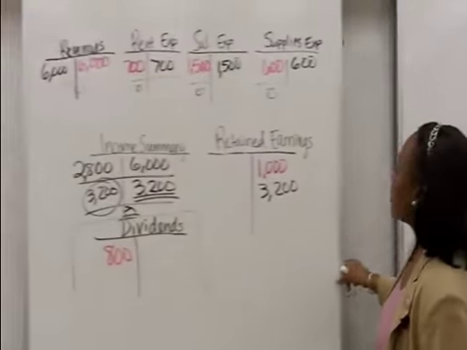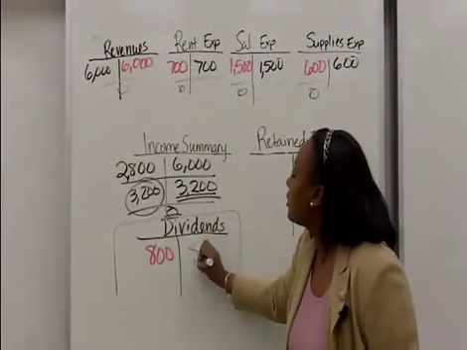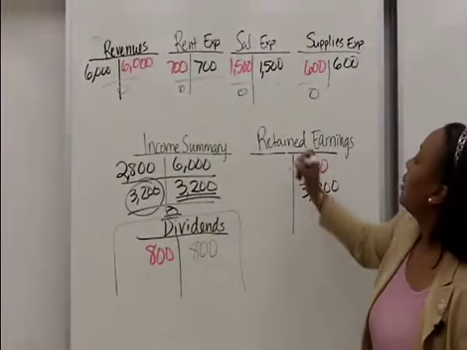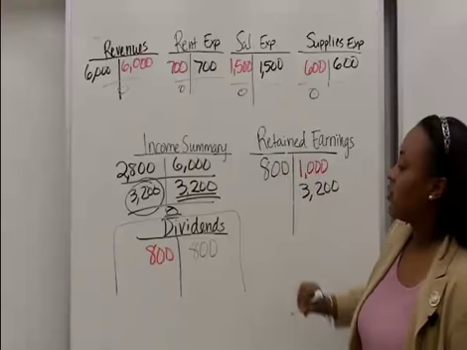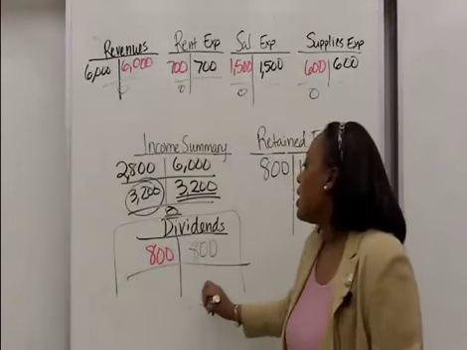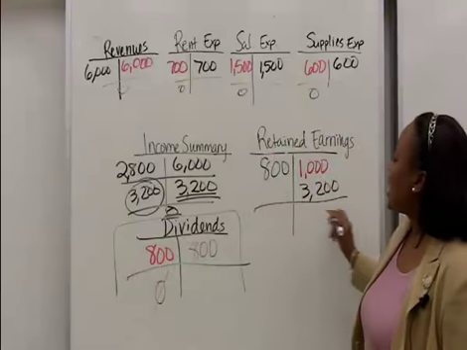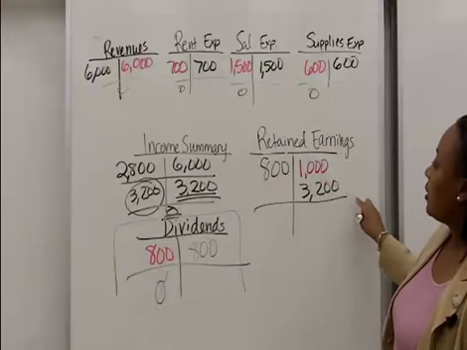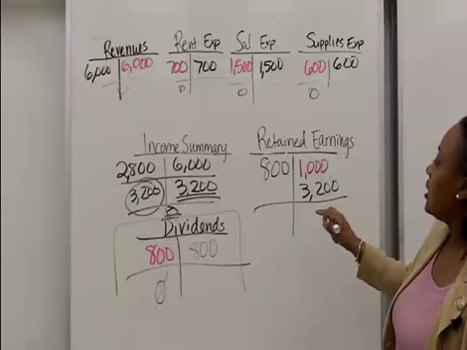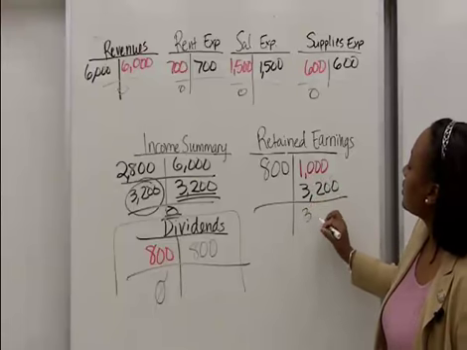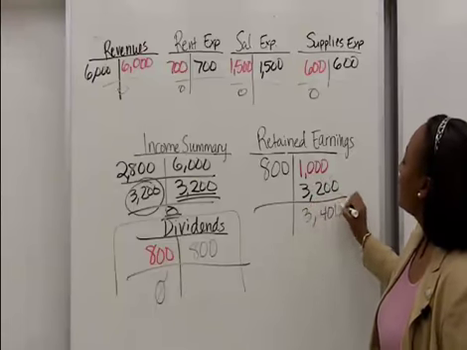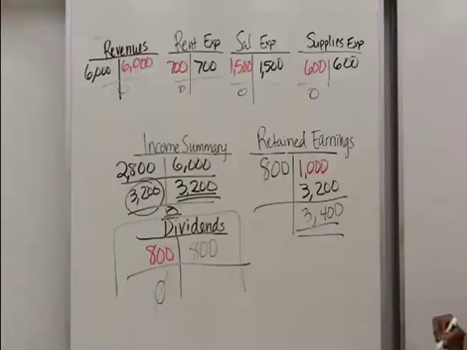Let's go back to our general ledger. We're going to put our $800 on the credit side for dividends and $800 on the debit side for retained earnings. And that will bring our dividends down to zero. And our retained earnings is going to have what? 4,200 minus 800, 3,400. Credit balance would be our final balance.